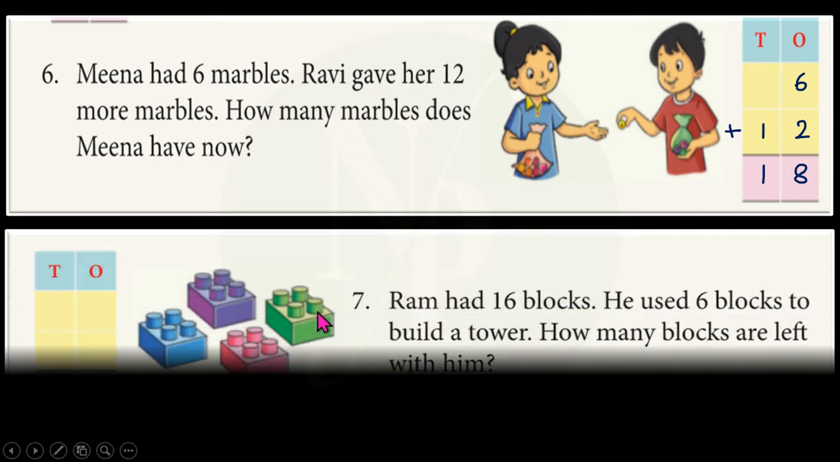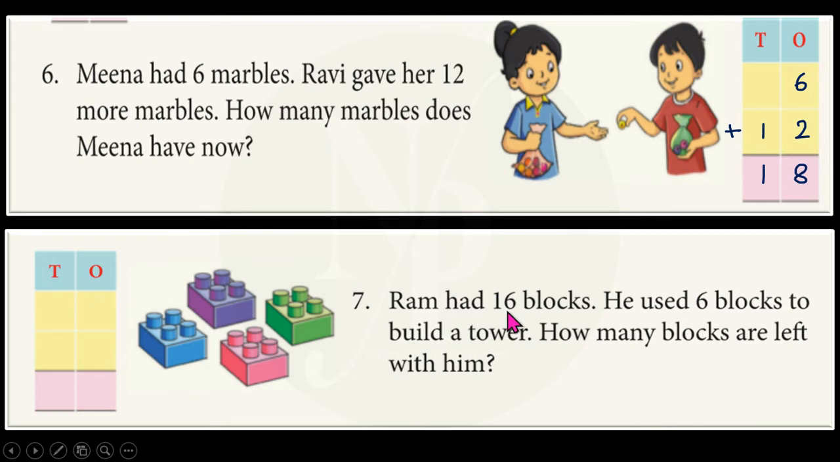Question number 7. Ram had 16 blocks. He used 6 blocks to build a tower. How many blocks are left with him? So Ram is building a tower using these building blocks. So he has 16 blocks altogether, and he used 6 blocks to build a tower.